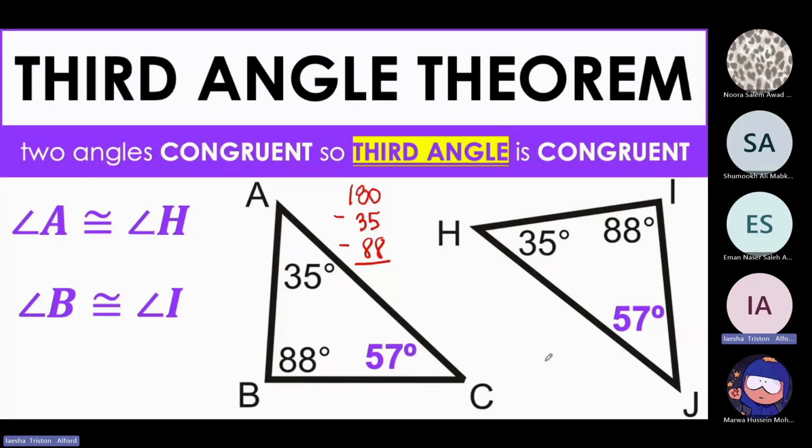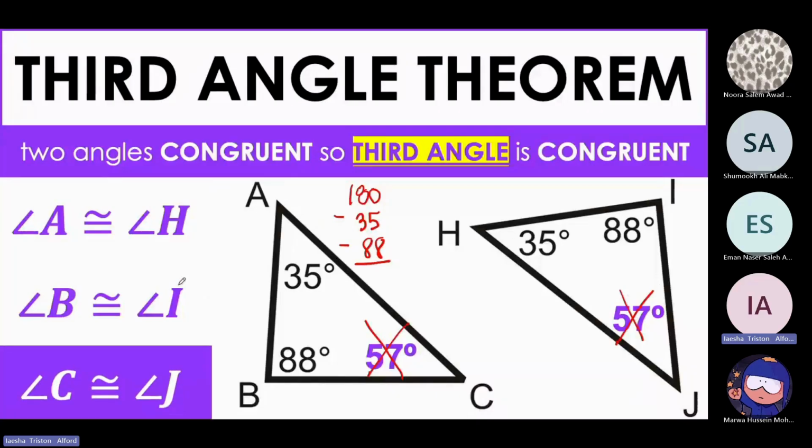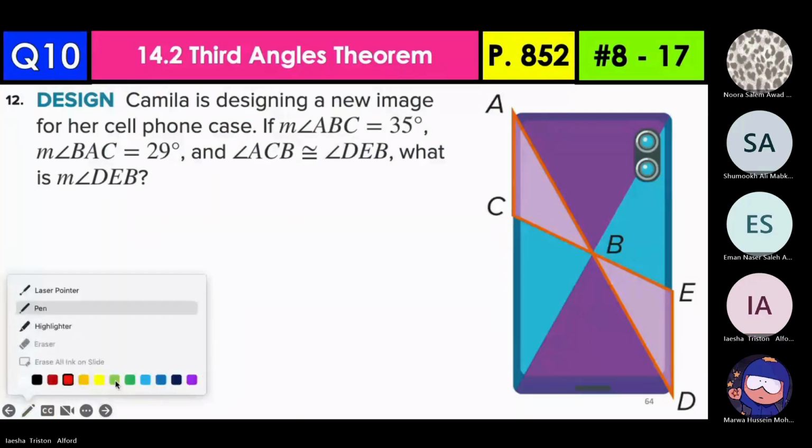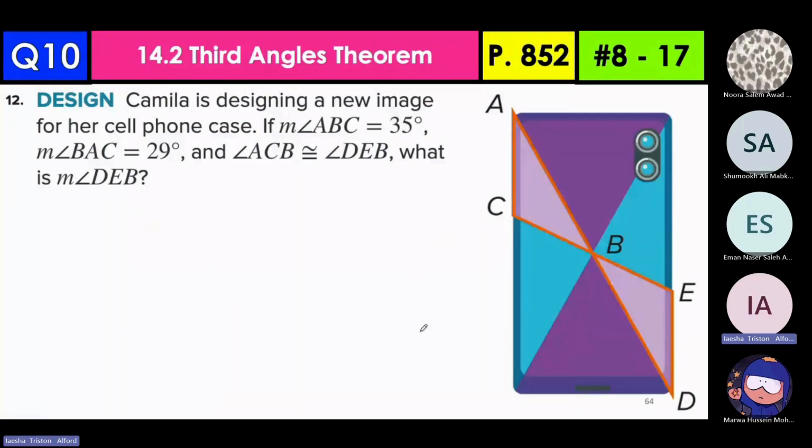So this rule says we do not need to solve it. As long as we know two angles, then the third one automatically is also congruent. It's called the third angle theorem. So here is a question about the third angle theorem. The teachers sometimes like to take this question exactly, same picture, everything came from the textbook.